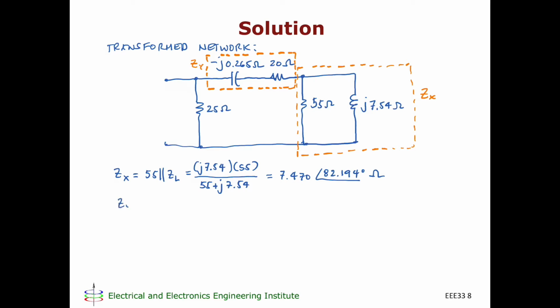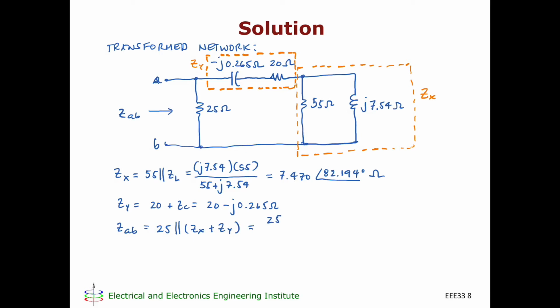Zy, on the other hand, is just 20 plus ZC, which is 20 minus j0.265 ohms. So finally, what is ZAB? So this is A and this is B. ZAB would be equal to 25 in parallel with Zx plus Zy, because you'll now notice that Zx and Zy are in series.